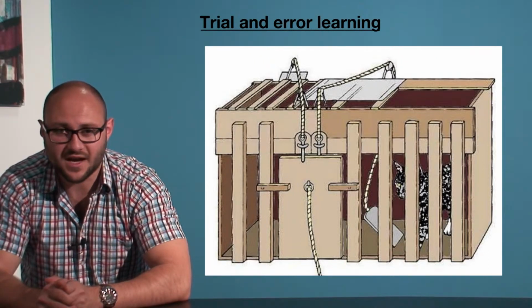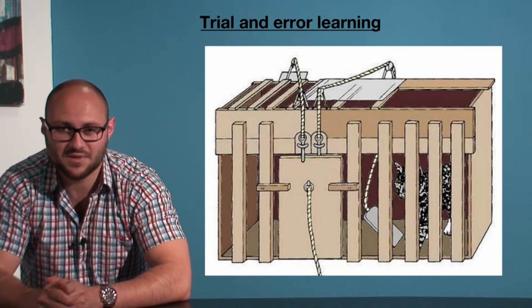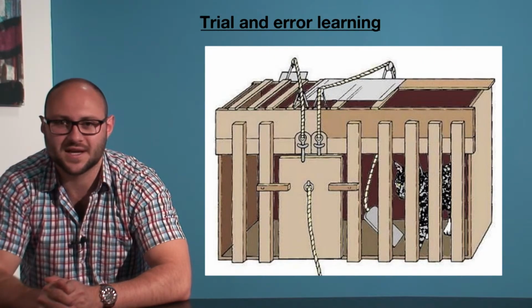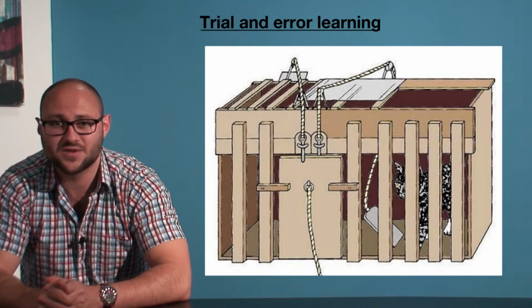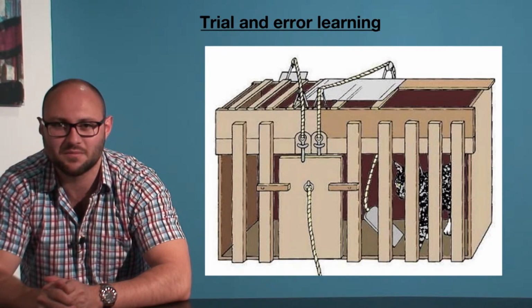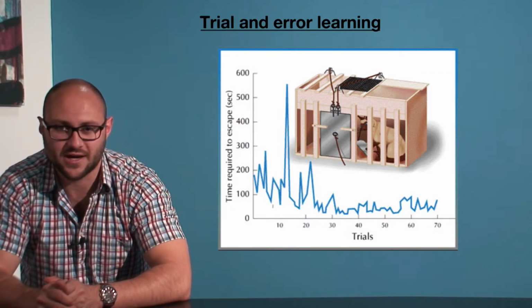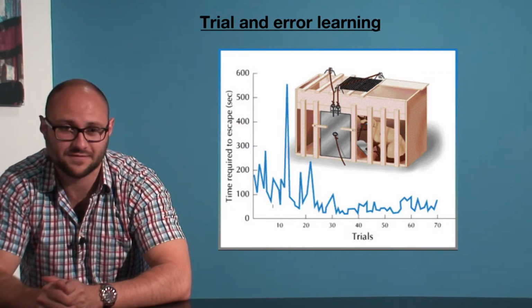Thorndike found that over time, the cat took less time to escape the box than in the initial trial. However, it was quite a gradual process. It wasn't the case that as soon as the cat escaped the box once, it knew immediately how to do it again the next time. The gradual nature of trial and error learning is exemplified by this graph.